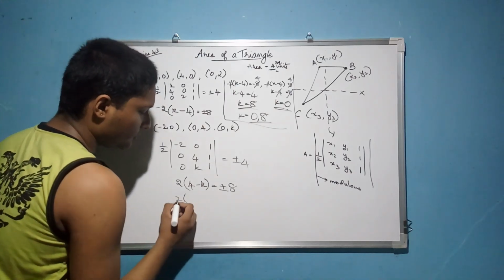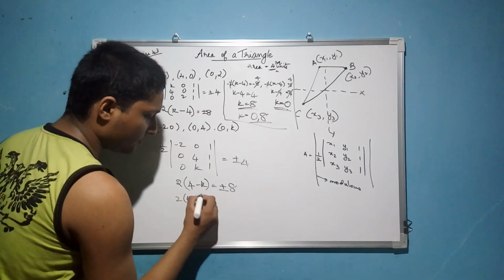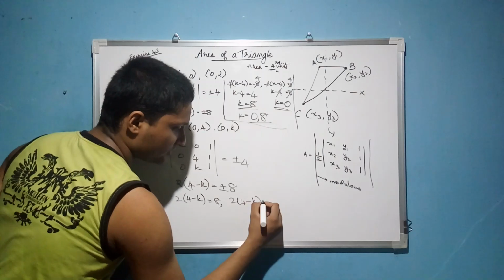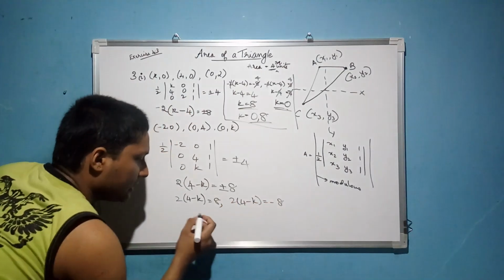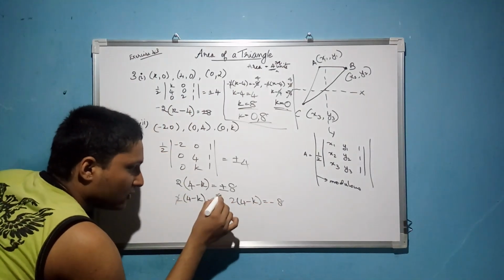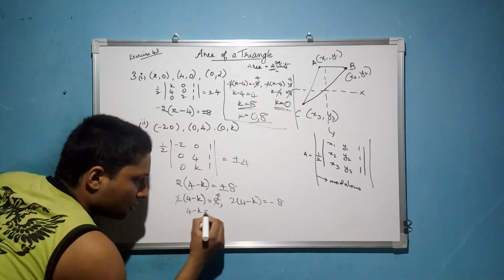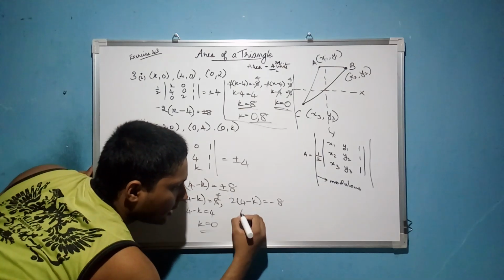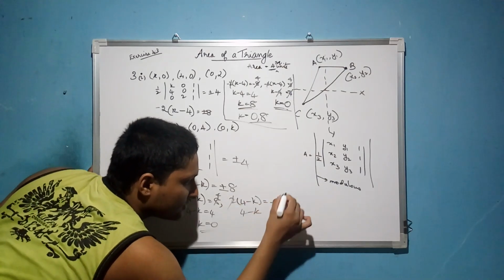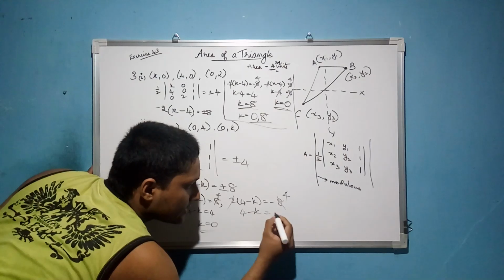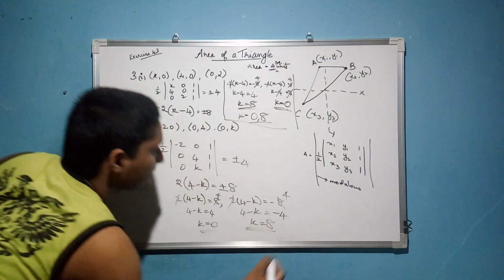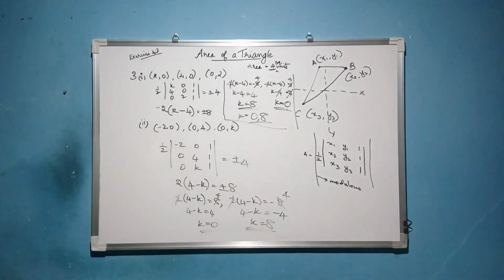Therefore, 2 into 4 minus K is equal to 8, and 2 into 4 minus K is equal to minus 8. So the 2 and this 4, 4 minus K is equal to 4. K is equal to 0 is one case. Now we have 4 minus K is equal to minus 4, and K is equal to 8. It is the same answer you get here also.